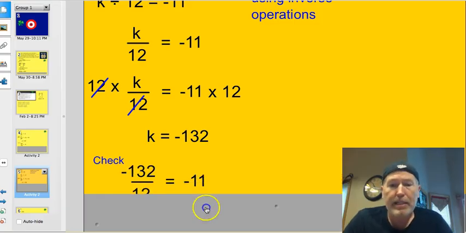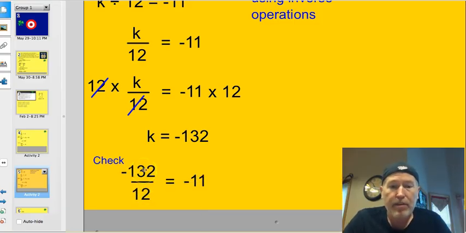Let's pop that in and see if that makes sense. We have a negative 132 divided by a positive 12. So let's just think about this. 132 divided by 12 is 11, and we've got a negative symbol here, so it must be a negative answer because I've got a negative divided by a positive. Let's just do a quick review here, get my calculator out.